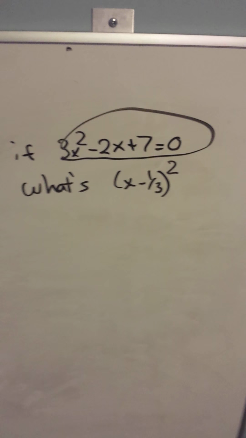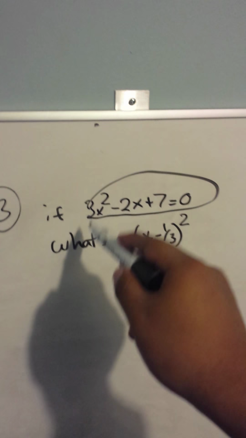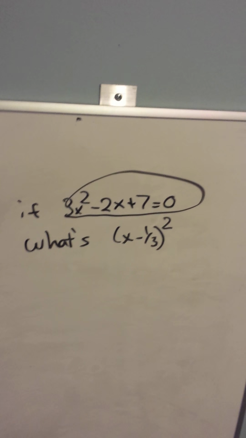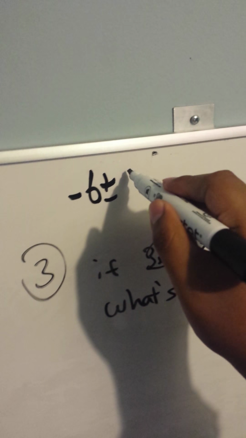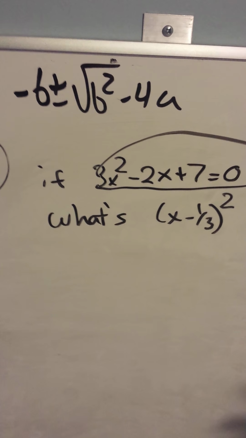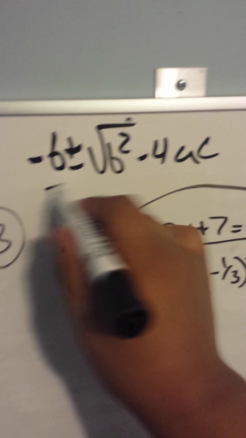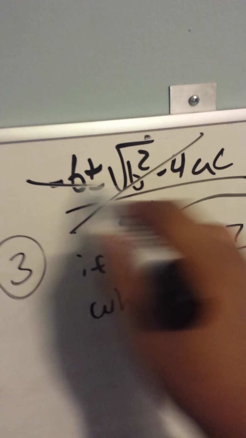It's pretty hard. So the first thing that I tried was the AC method for factoring: 3 times 7 is 21, and I looked for factors of 21 that add to give -2. I found that there is none. Second, I used the quadratic formula, which is minus b plus or minus the square root of b squared minus 4ac, all over 2a, but I found that none of that would work, so I decided this is not the way to go.